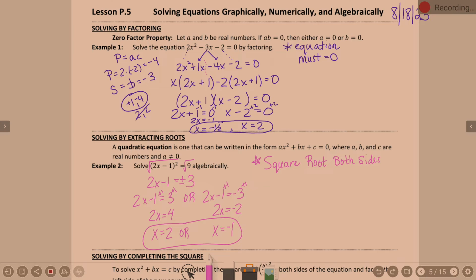You almost always see that method introduced at the same time as completing the square. I introduced them at the same time last year in Algebra 2. We talked about extracting the roots and completing the square, because completing the square has several steps, and this is where we pick up, like, halfway through. Okay, so shall we solve by completing the square now?